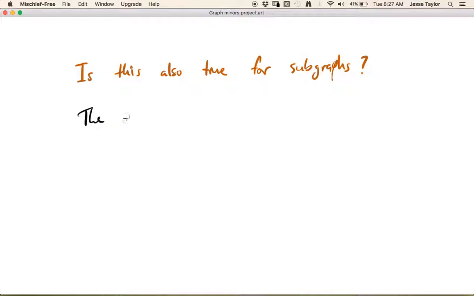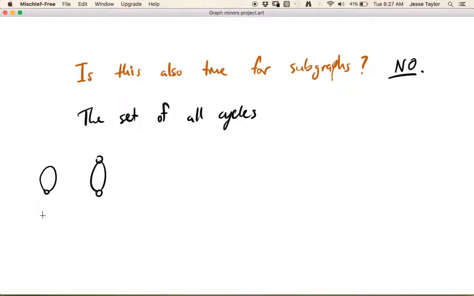So the answer here is no. The set of all cycles is one counterexample. Okay, so think about it like this: you've got a loop, right? A 1 cycle, and then you've got a 2 cycle, and then a 3 cycle, a 4 cycle, and so on.